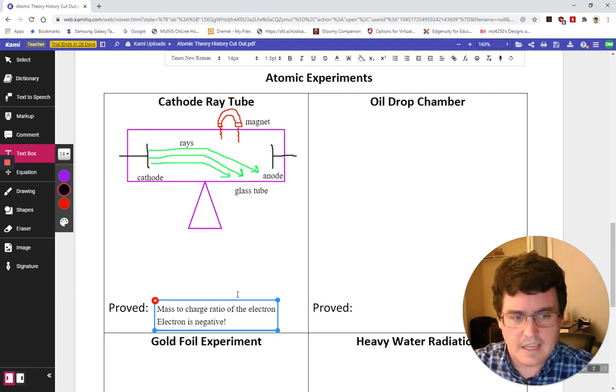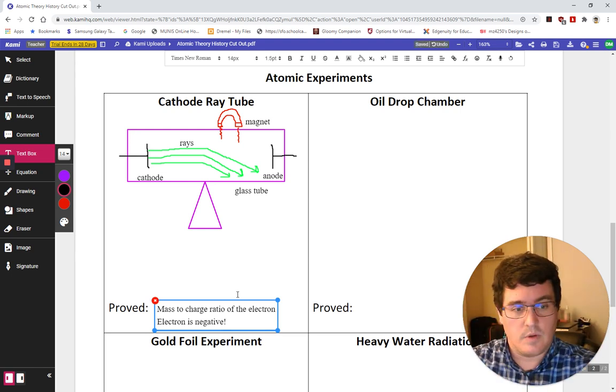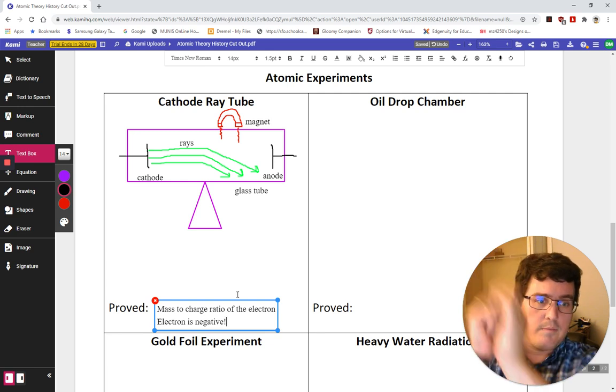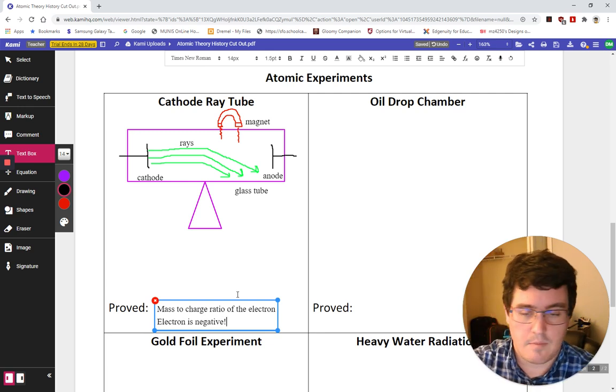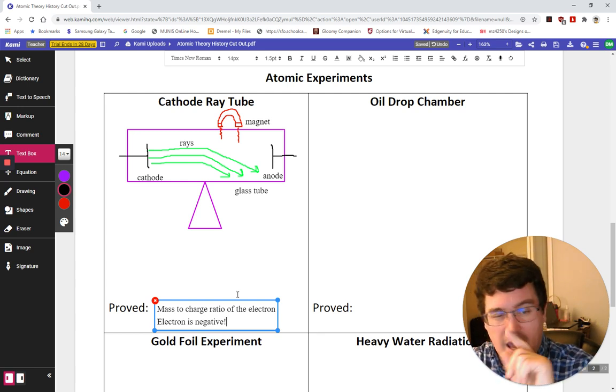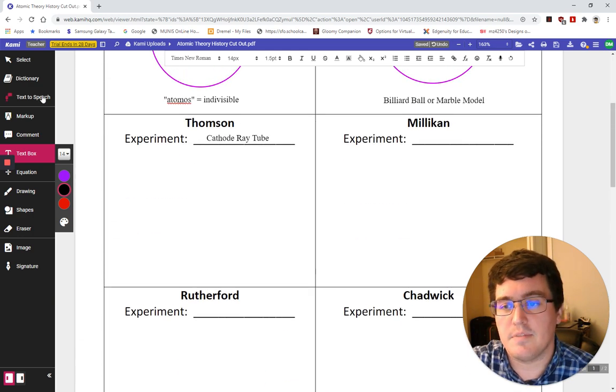That was a very basic experiment, right? As soon as he put the magnet on there, the negative magnet, the rays would go away from it. The positive magnet, they would go up towards it. So that was the first thing he kind of proved on this. But he was able to calculate that mass to charge ratio, and that becomes a super duper important thing a little bit later on. So let's go back up to Thomson.